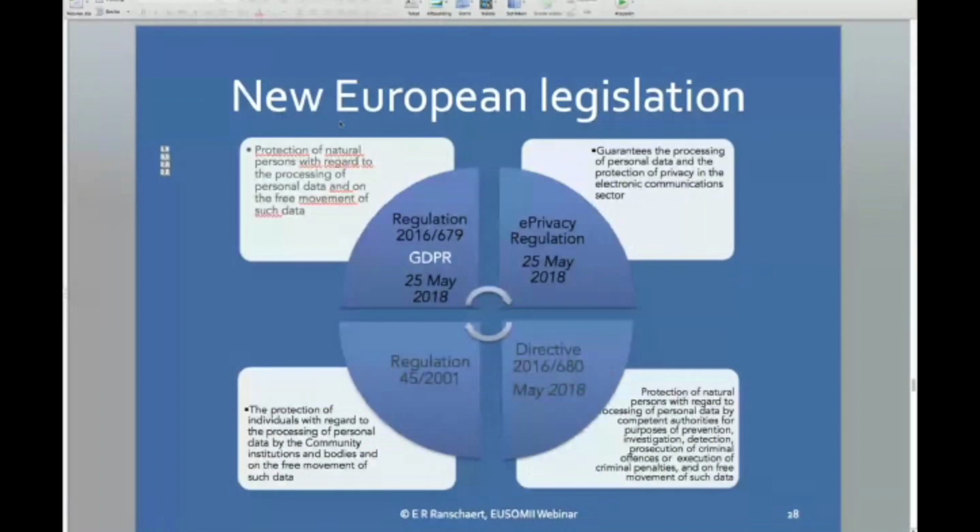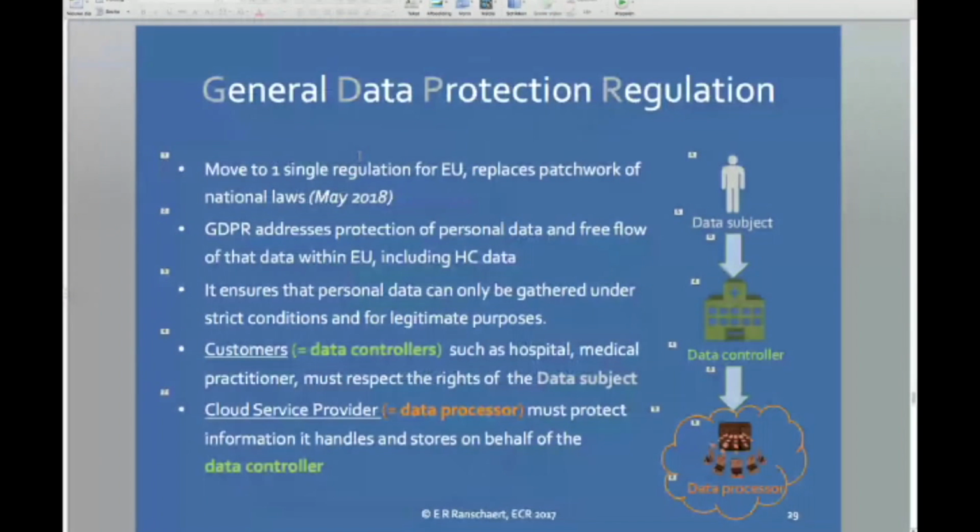Something I also wanted to mention is the new European legislation regarding patient data transmission. This new directive will be effective in the whole of Europe from May 2018. Through this new legislation, there is an improved protection of patient data. I will explain this in the next slide.